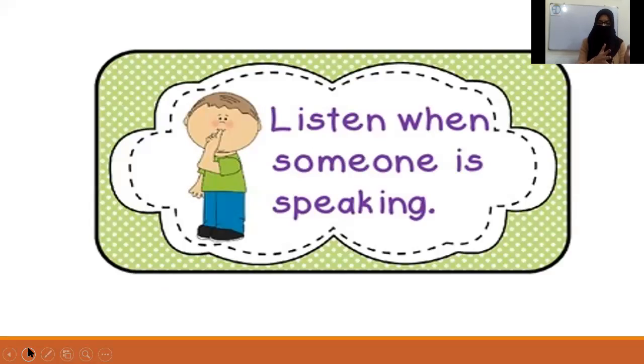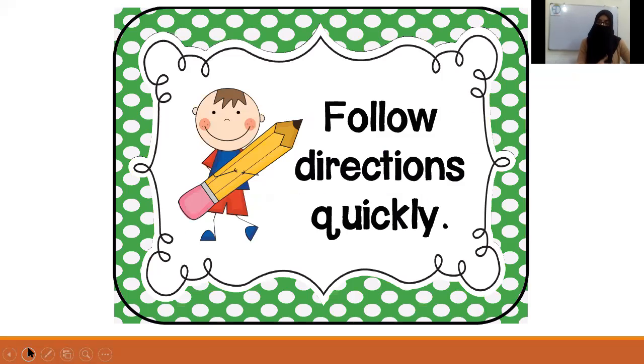Even if your teacher is saying something, even if your classmate is saying something, you have to pay attention to whatever is happening. Then you have to follow the directions very carefully and very quickly. Whatever is happening in the class, whatever we are discussing, you have to follow the directions very carefully, so that you can understand what is happening, and so that you can practice it by yourself.